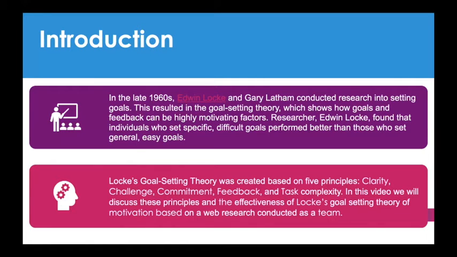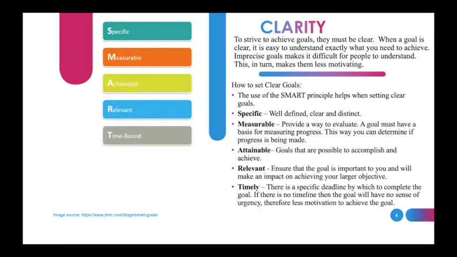In this video, we will discuss these principles and the effectiveness of Locke's goal-setting theory of motivation based on web research conducted as a team. Clarity. To strive to achieve goals, they must be clear. When a goal is clear, it is easy to understand exactly what you need to achieve. Imprecise goals make it difficult for people to understand. This in turn makes them less motivating.